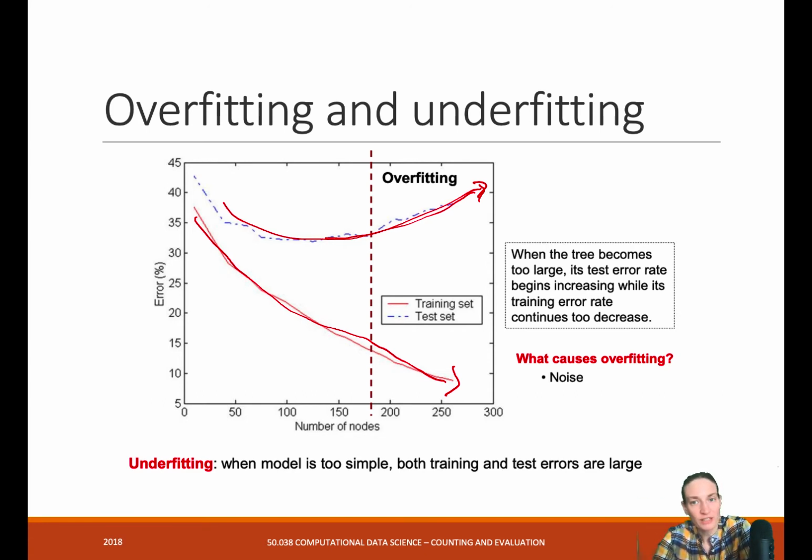Just as there's overfitting, there's also underfitting. Underfitting is when your model is too simple, and then you'd basically have both your test set going like this, but also your training set has a large error.